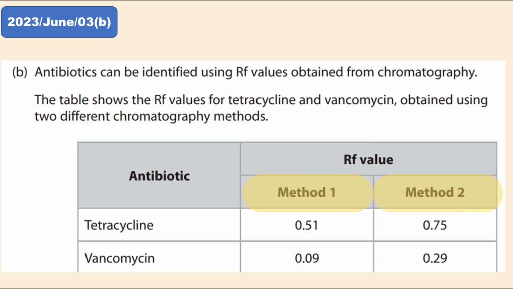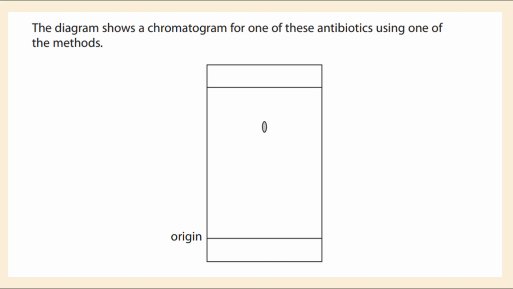antibiotics tetracycline and vancomycin, and they have performed chromatography using two methods, method 1 and method 2, and they have given the RF values for each antibiotic from each method. And the next information is a diagram that shows a chromatogram for one of these antibiotics using one of the methods. This picture is familiar to us.